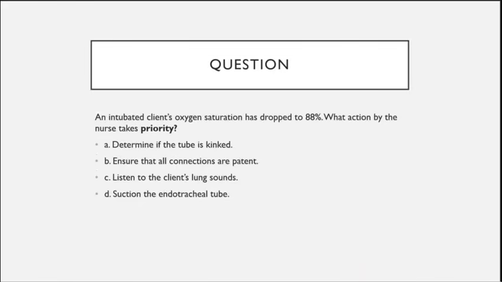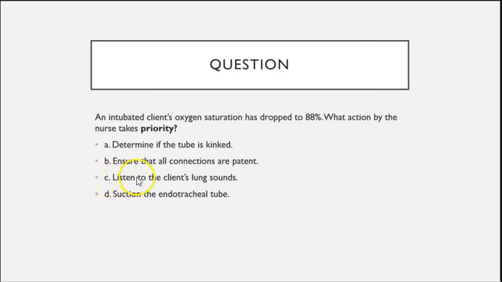An intubated client's oxygen saturation has dropped to 88%. What action by the nurse takes priority? So, they're intubated, their stats are dropping. Do we want to determine if the tube is kinked? Ensure that all connections are patent? Listen to the client's lung sounds? Or suction the endotracheal tube? So we know that we can cross this off. Least invasive first. We're not just going to say, oh, maybe they need suction and cross it off. No, we're not doing that.